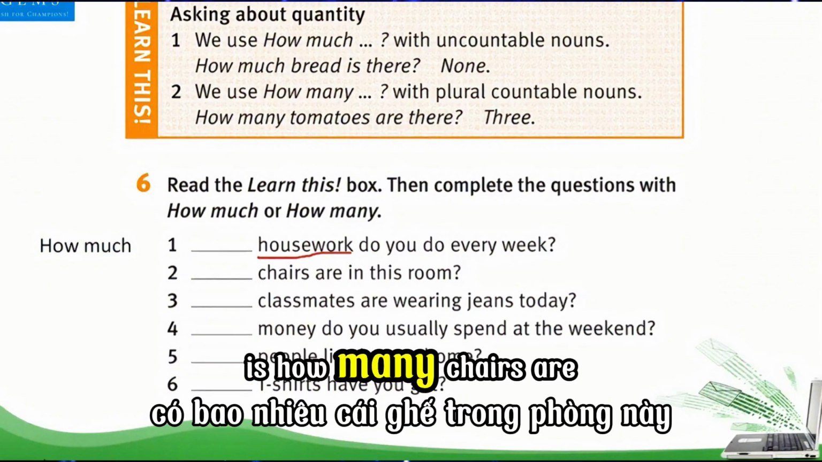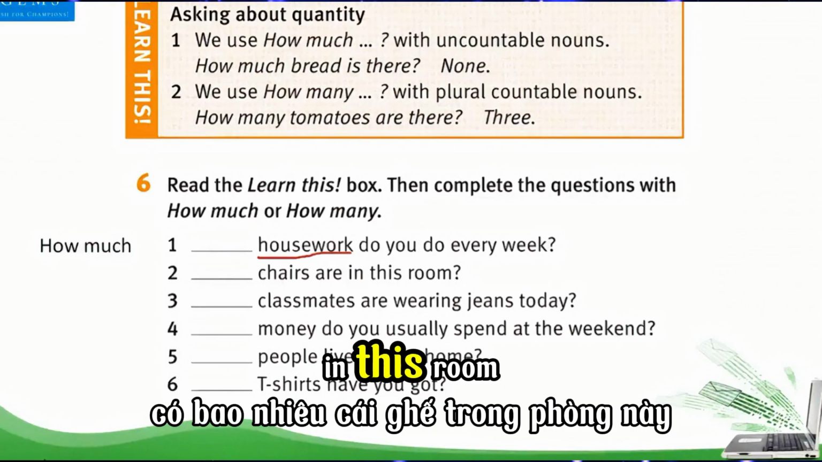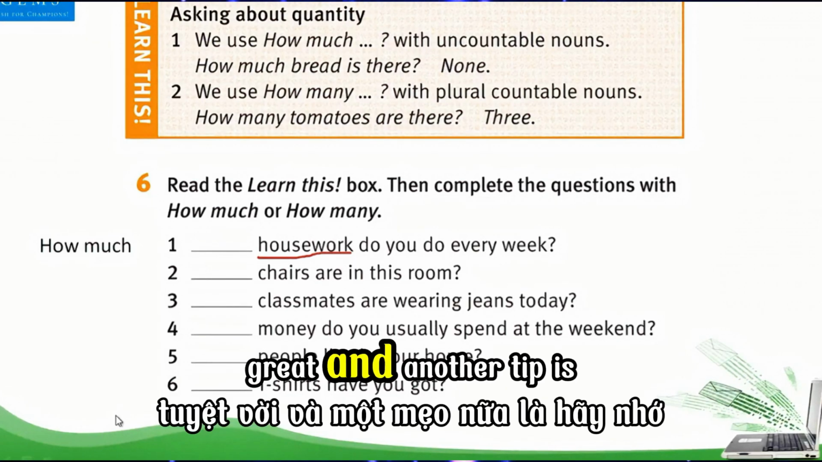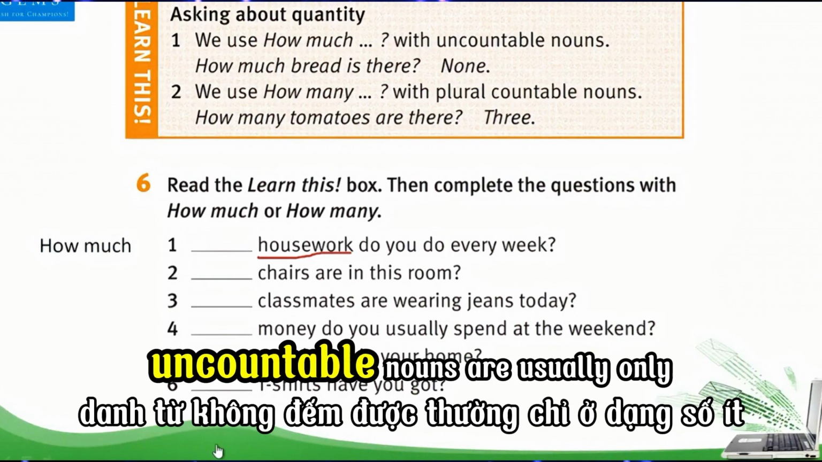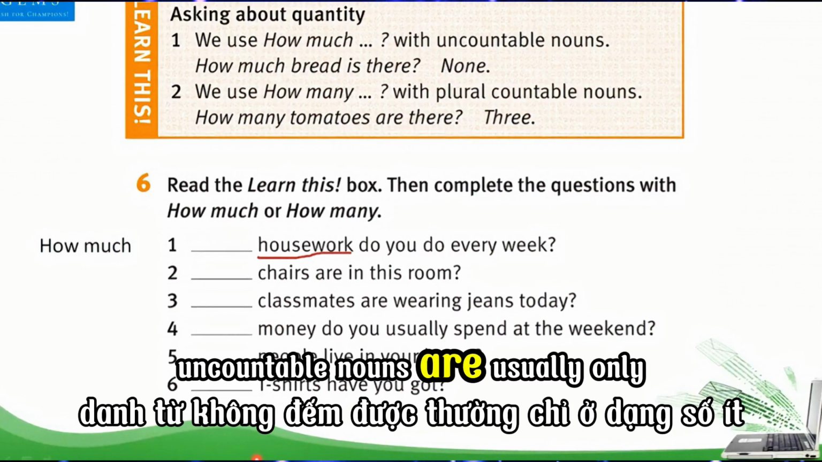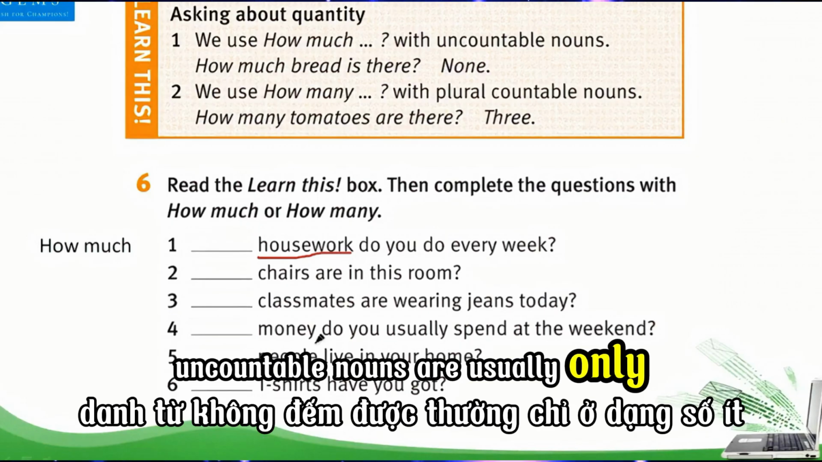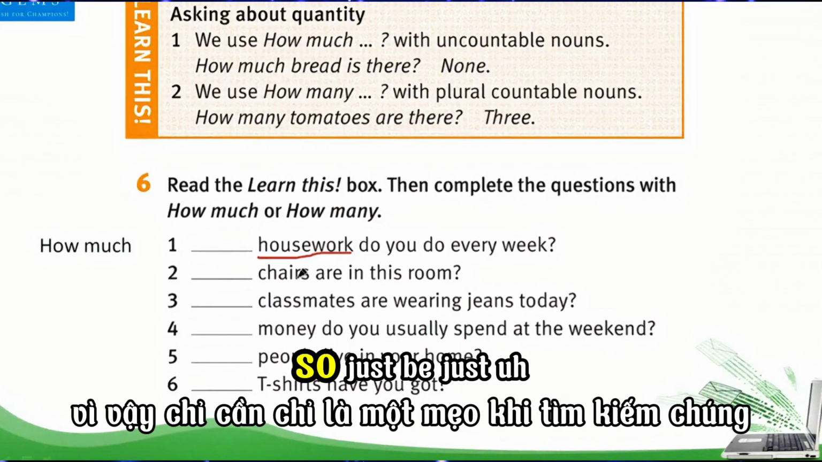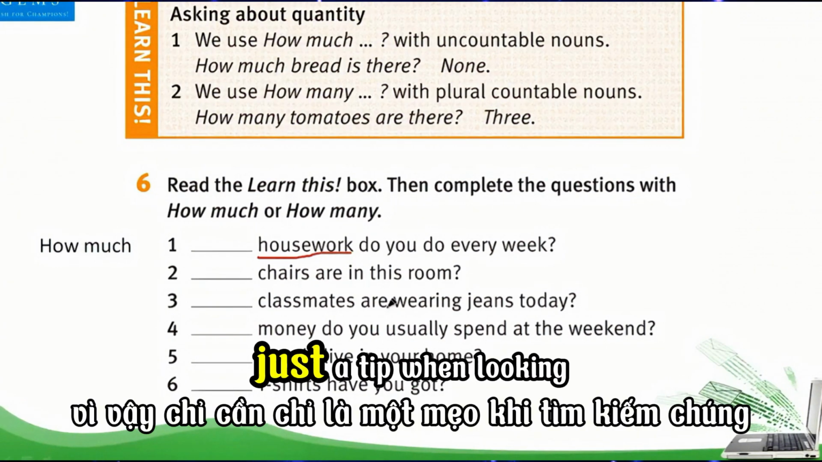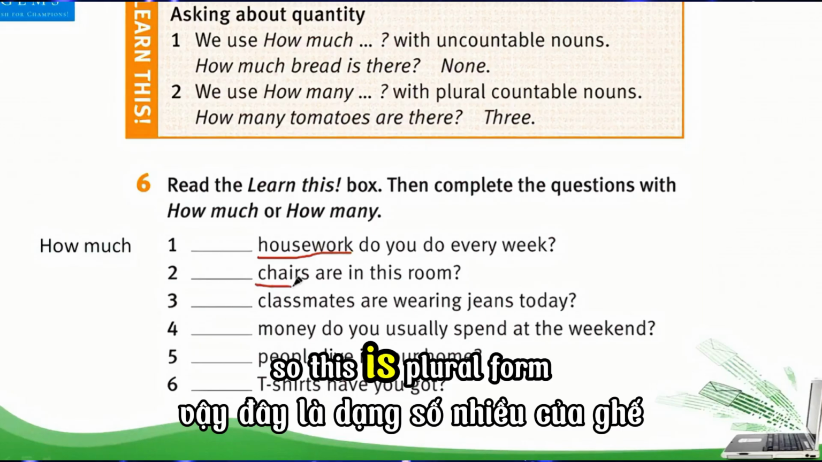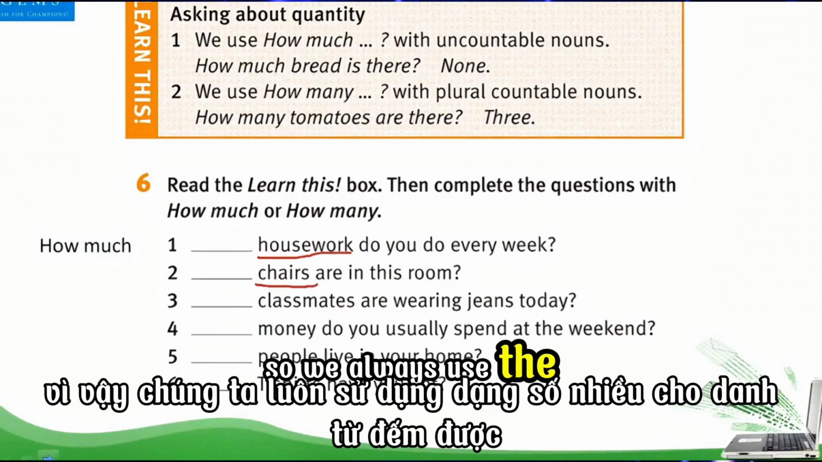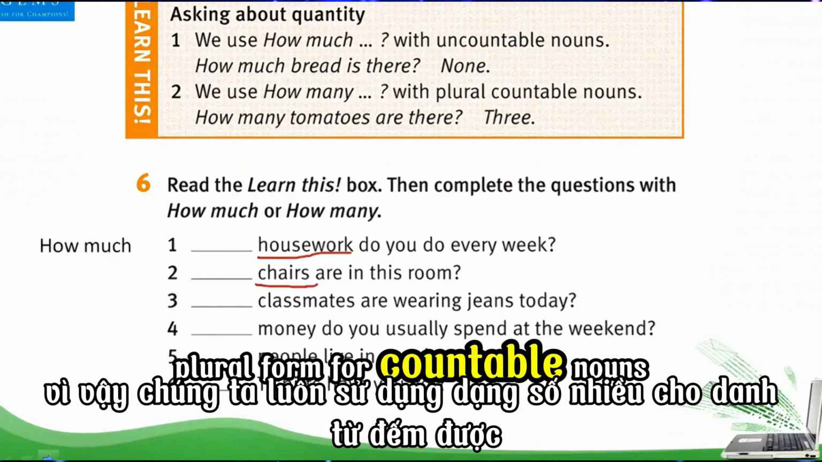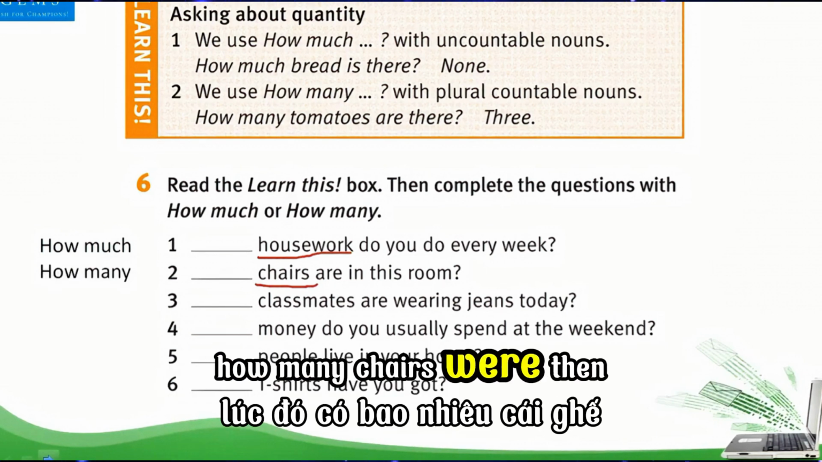Would you like to give number 2 a try? How many chairs are in this room? Great. And another tip is, remember, uncountable nouns are usually only in singular form. So just a tip when looking for them. So this is plural form, chairs. So we always use the plural form for countable nouns. How many chairs? Well done.